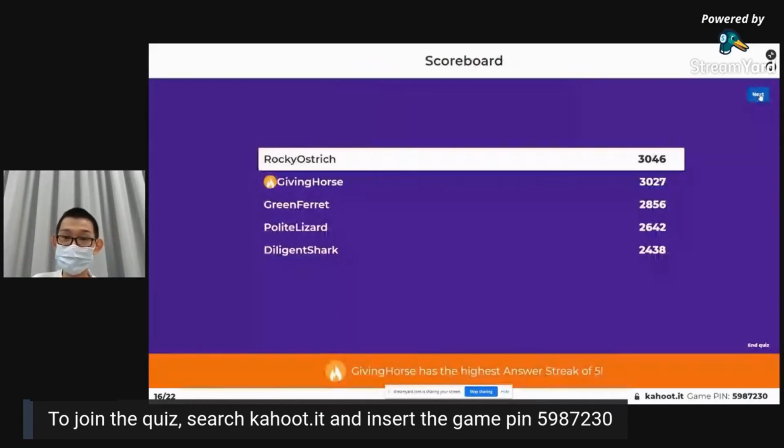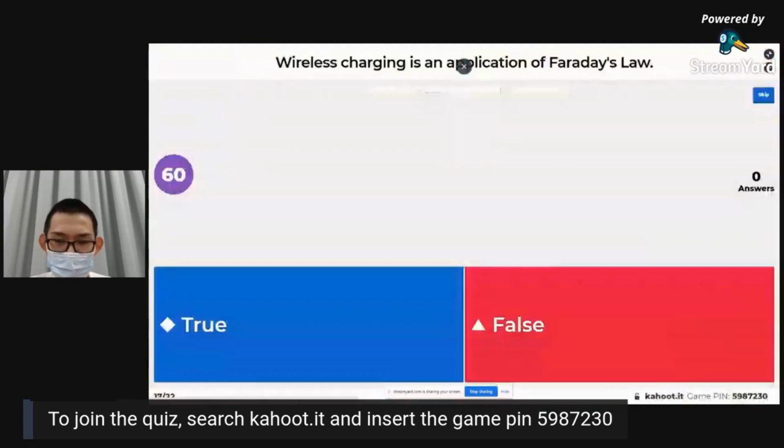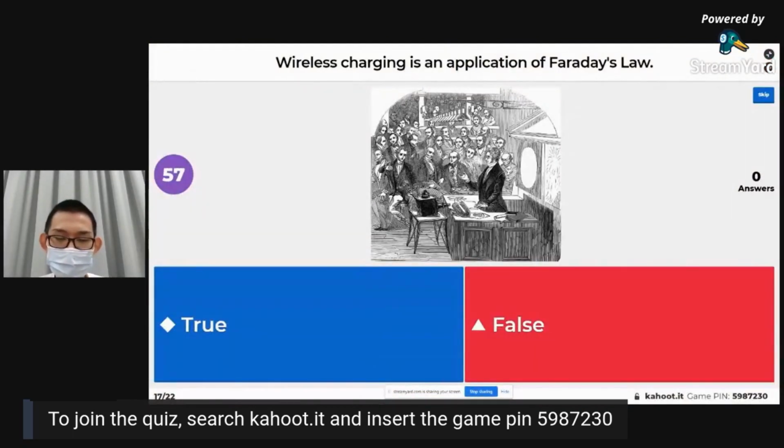And let's check out the scoreboard. Giving Horse has an answer streak of 5, meaning that he or she has answered 5 questions correctly continuously thus far. Congratulations, and you're in first place, followed by Greenfell, and Diligent Shark is in third place. It's good to see the leaderboard shaking up. And moving on to the next question, we have wireless charging is an application of Faraday's law. Simple, true or false? Remember the story we mentioned at the beginning of the stream?